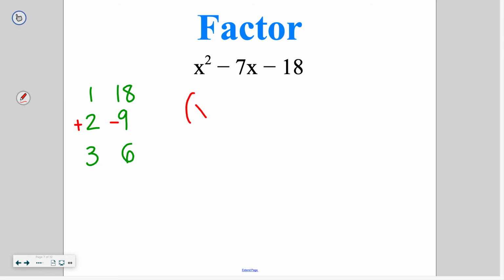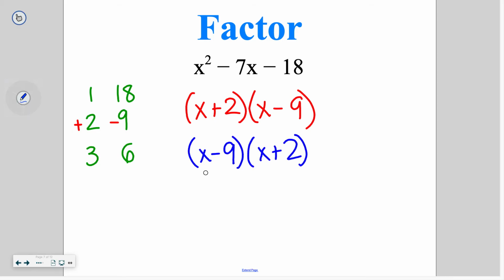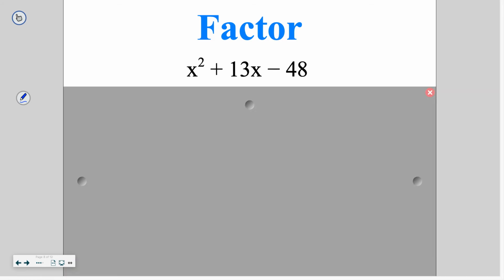So my expression is going to be x plus 2, x minus 9, or if you flip-flop it, you could have x minus 9, x plus 2. Again, you can double check: x times x is x squared, x times negative 9 is negative 9x, x times 2 is 2x, negative 9 plus 2 is negative 7, and then 2 times negative 9 gives us the negative 18. Go ahead and try this one on your own.